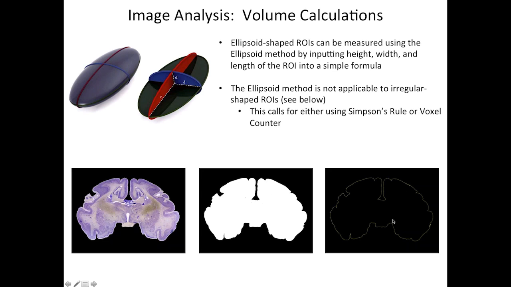And again, just to reiterate, this ellipsoid method is not applicable to a structure like this, the whole brain or weirdly shaped structures within the brain. It's just not going to cut it.